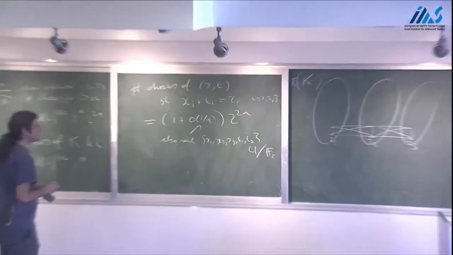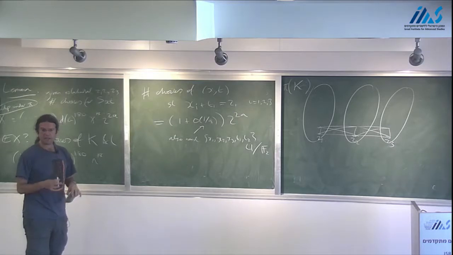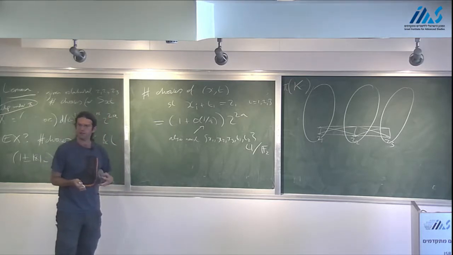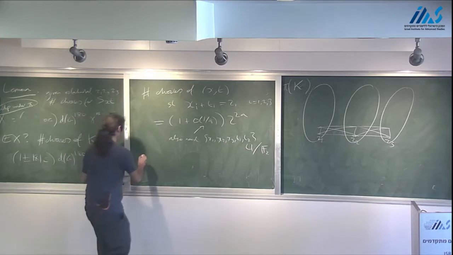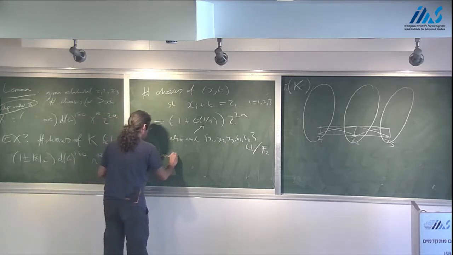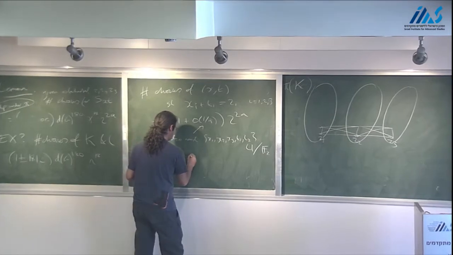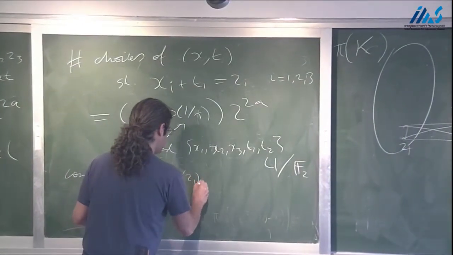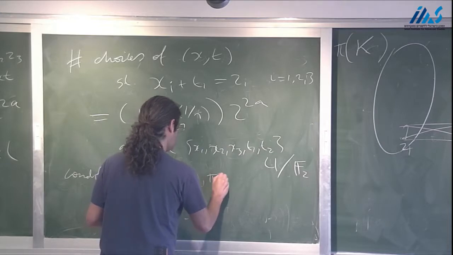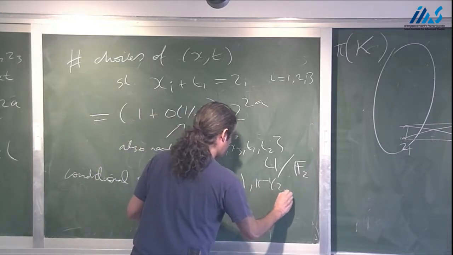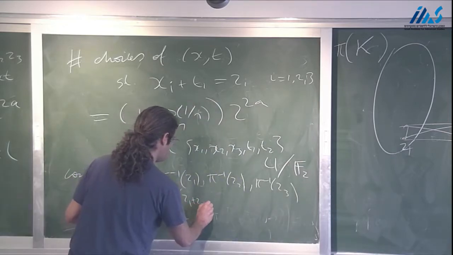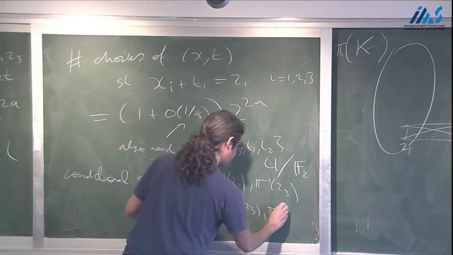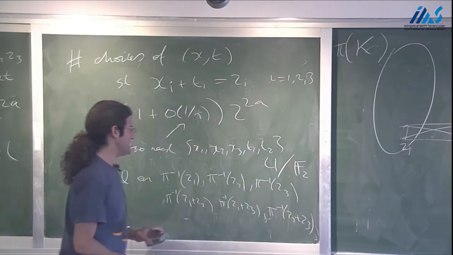Okay, what else? So I've chosen these things. Now I need to say what is the probability that the embedding pi has this property, so conditional on the embeddings of Z1 and Z2 and Z3, so conditional on pi inverse of Z1, Z2, Z3, and the same for Z1 plus Z2, Z1 plus Z3, Z2 plus Z3. What is the probability that pi?